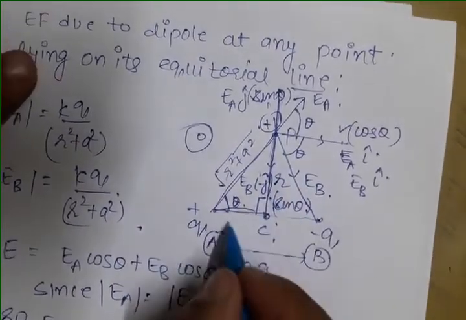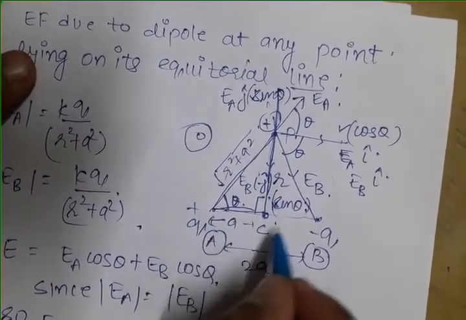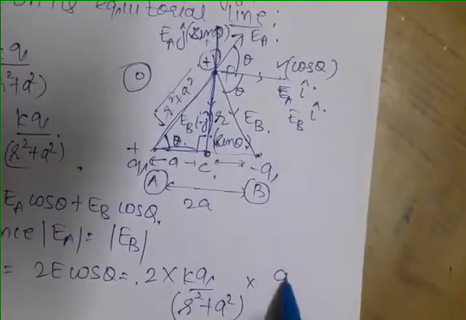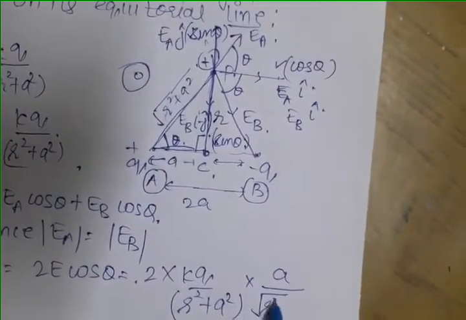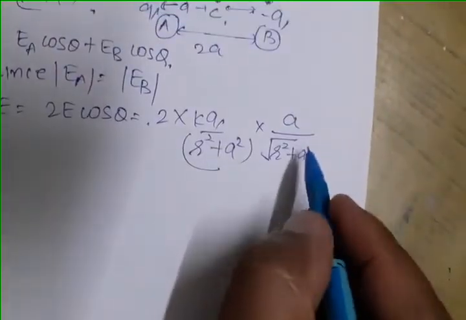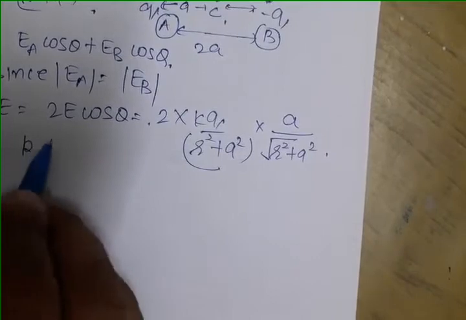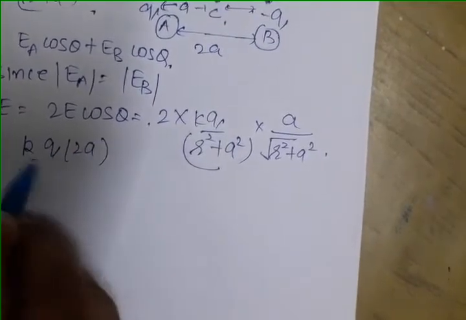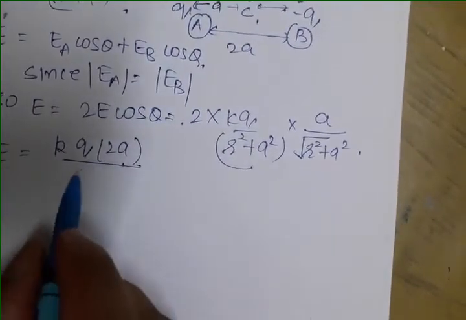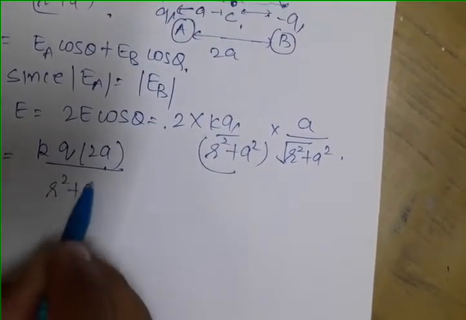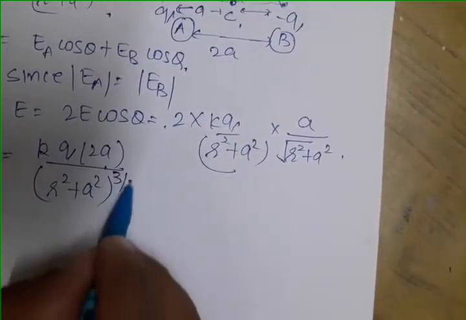What is cos theta then? Base upon hypotenuse. So what is the base? It is this, a. The hypotenuse is square root of r square plus a square. So the electric field is kq into 2a divided by r square plus a square to the power 3 by 2.